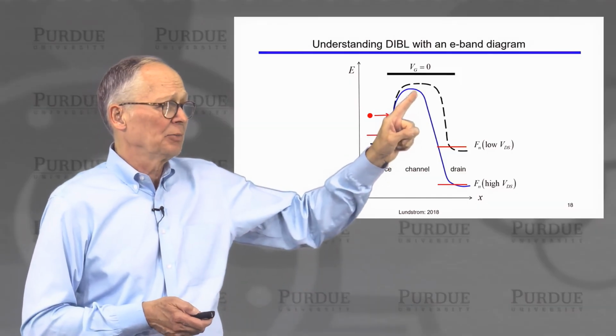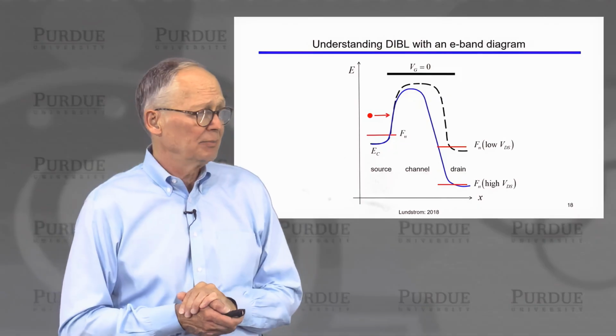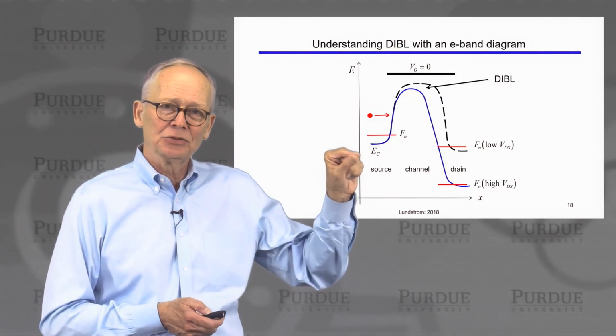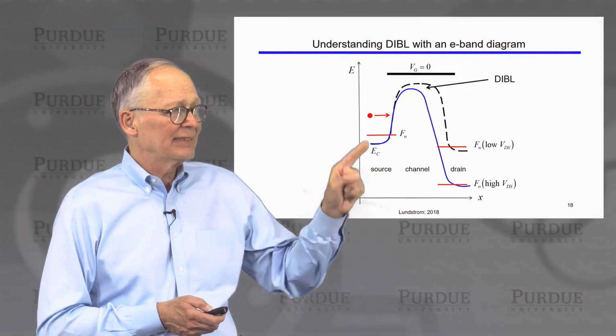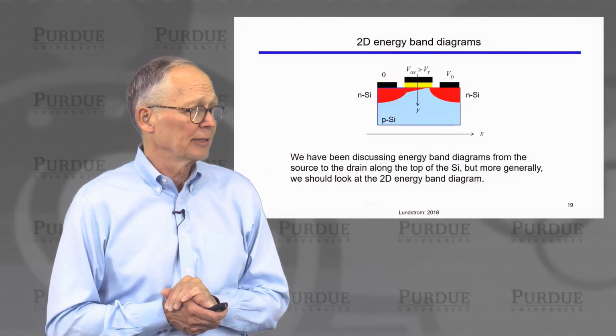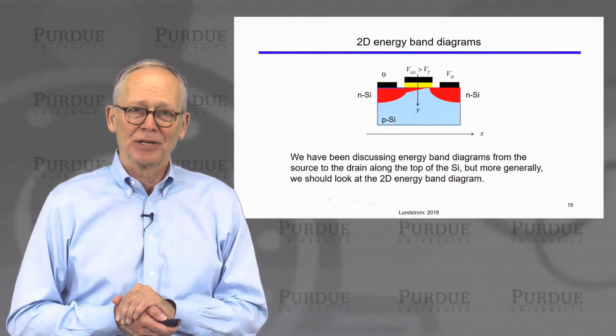If it pulls it down a little bit, it's a little bit easier for the electron to hop over that barrier, and that drain-induced barrier lowering then makes it easier for electrons to hop over the barrier and get out, so I'll get a little more current. That's the phenomenon of drain-induced barrier lowering.